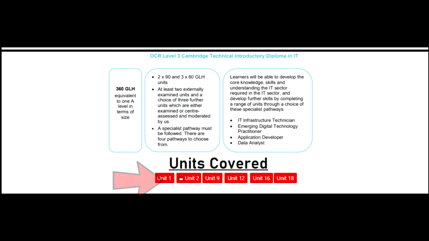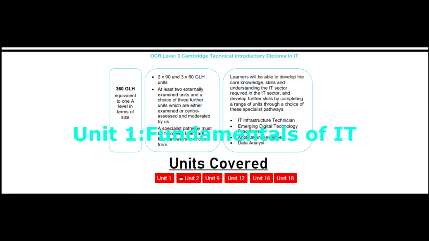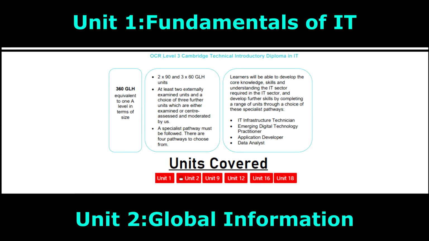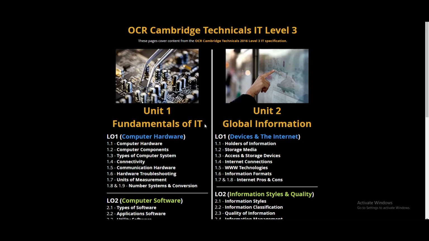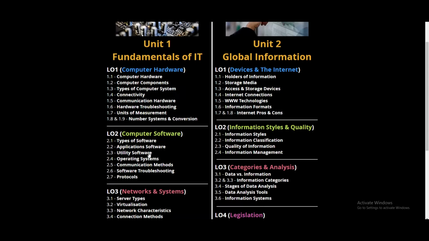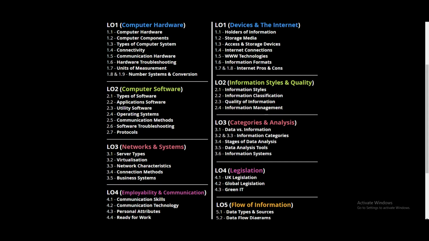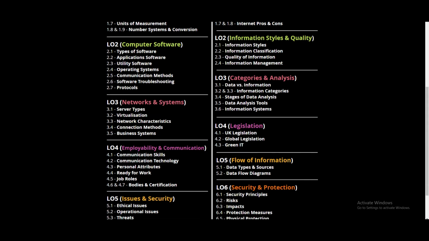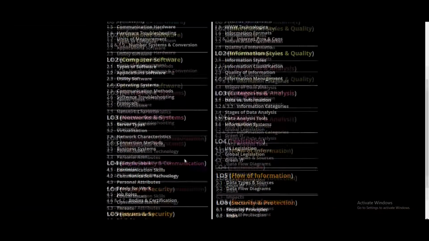We have here an array of different units. Both the first and the second unit, unit 1 and 2, will be assessed as exams, and the other units will be submitted and moderated as coursework. Unit 1, the fundamentals of IT, covers a variety of different subtopics. These subtopics include computer hardware, computer software, networks and systems, employability and communication, issues and security.